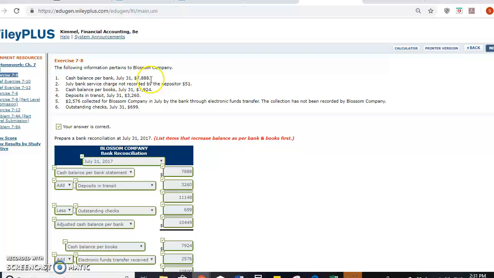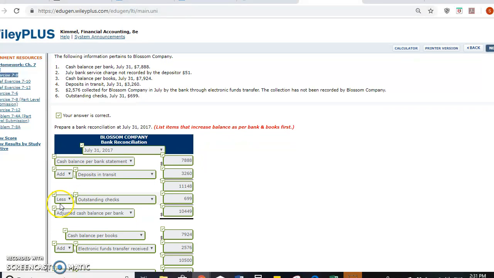So from up here, we see that our cash balance per bank as of that date is $7,888. So we go ahead and enter that in here. To that amount, we're going to add deposits in transit. So things that we have already deposited, but that just the bank hasn't finished calculating or recognizing yet. So that will be $3,260. That brings our total to $11,148.